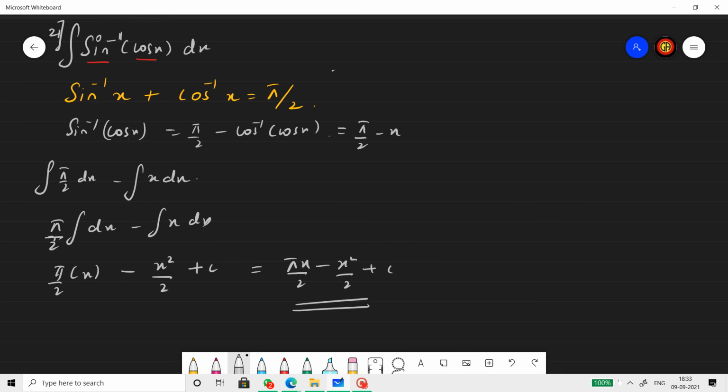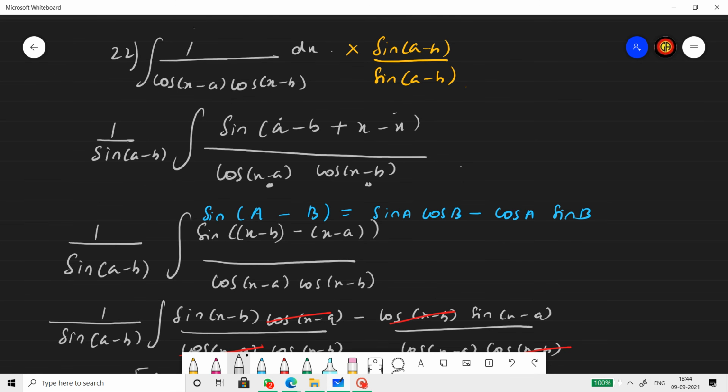So sine inverse cos x can be written as pi by 2 minus cos inverse of cos x. Cos inverse of cos x is x. So instead of sine inverse cos x, we will change that to pi by 2 minus x. Now start integrating dx, which is x here and x square by 2.